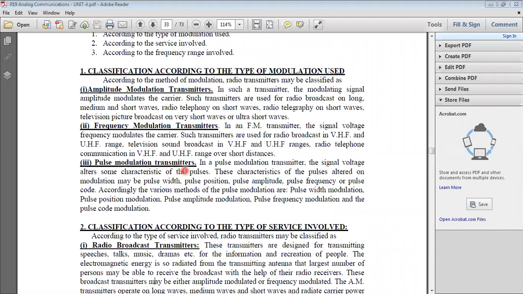In this technique, what is the main process involved? Here the shape of the pulse changes. That is, information is carried in the form of pulses. By changing the characteristics of the pulses, we have different modulation techniques within pulse modulation. If we change the pulse width, then it is called pulse width modulation, which is simply called PWM.